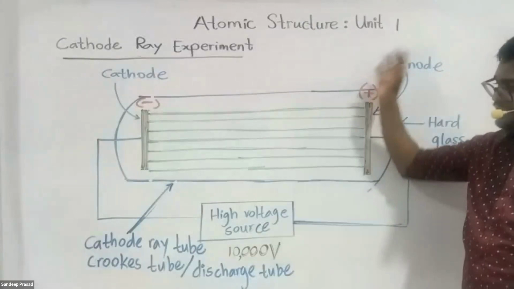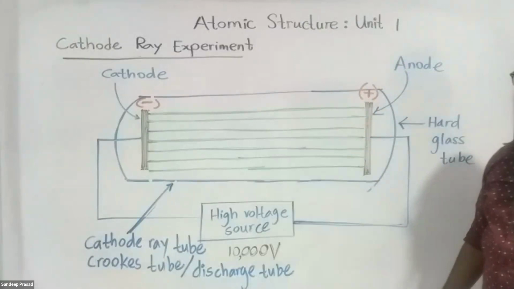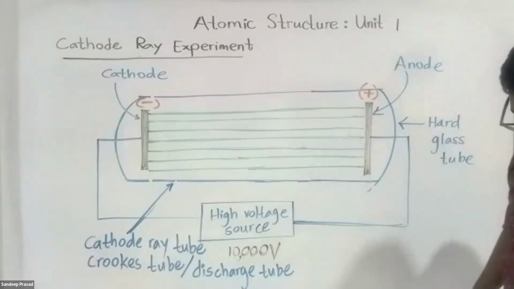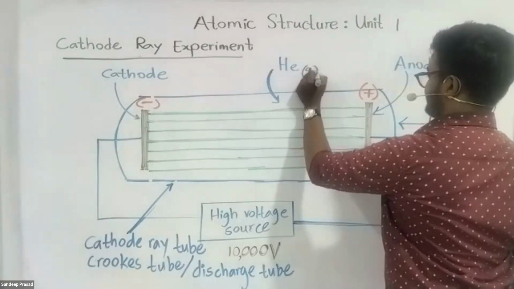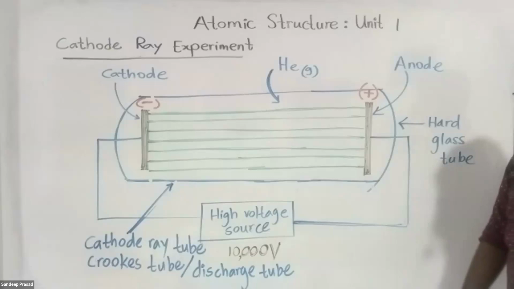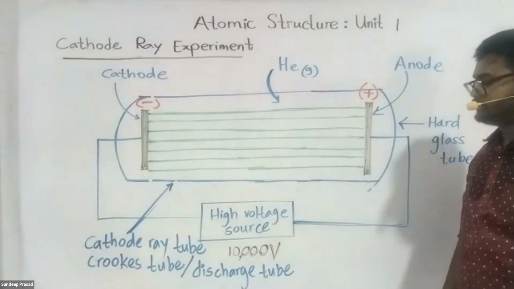If not, we can put some fluorescent particles into the glass tube. From that, we can see the green color. Right? Okay. Now, one more thing. They have included helium-like gases in this glass tube. Normally, they have injected helium, hydrogen-like gases, because they are trying to pass the electric current through the gaseous medium.